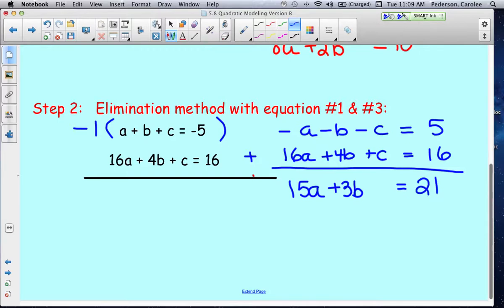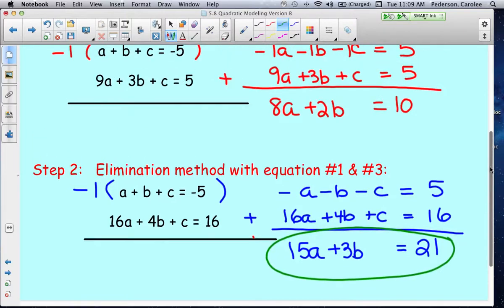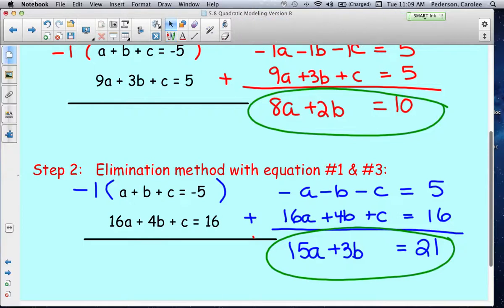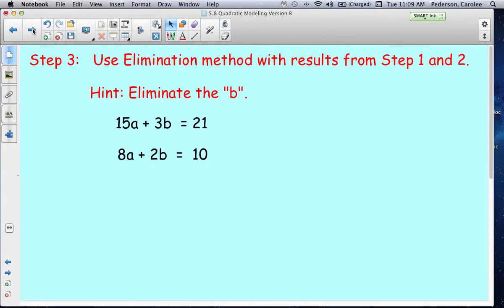Now what we're going to do on the next slide is we're going to work with this equation and this equation and try to eliminate either the a or the b next. I'm going to stop the recording there, and then we'll pick back up again.